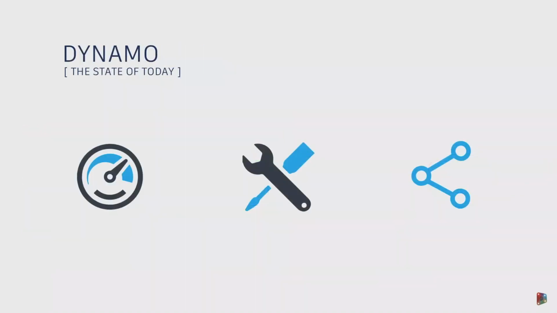So that being the state of play of the last year or so, this is the state of today. And this is what our team is working on right now. So we're still working on performance. This is going to be an ongoing thing. We're going to try and make Dynamo faster and faster and faster.